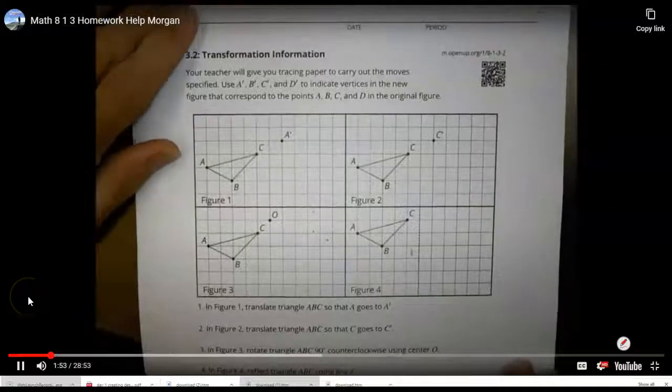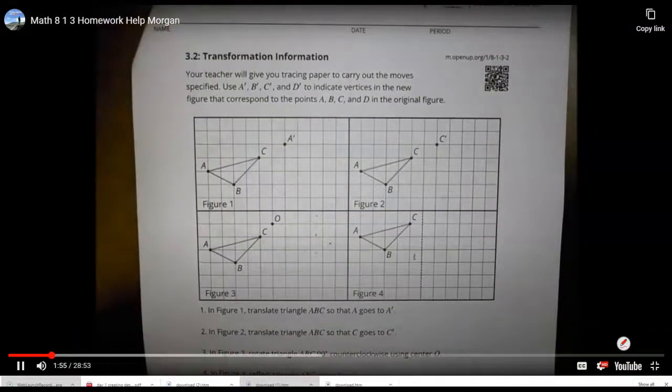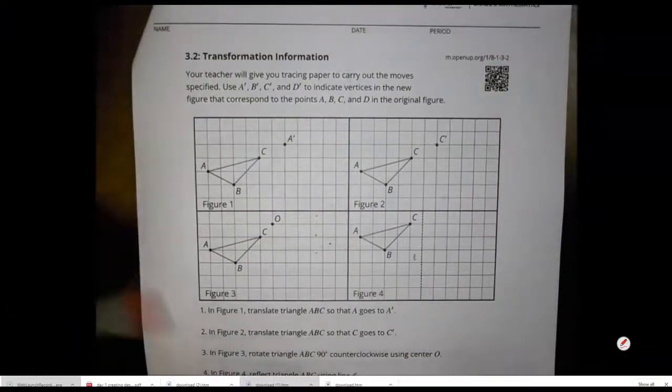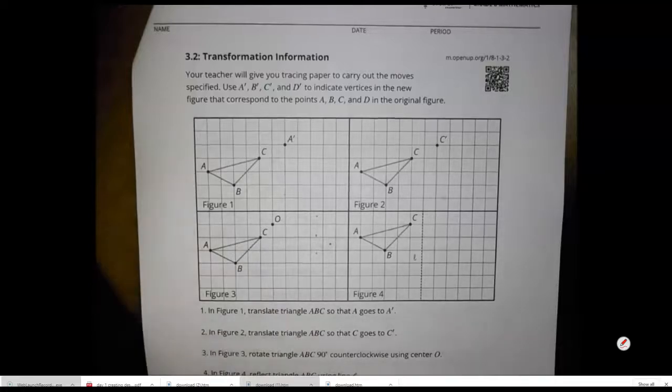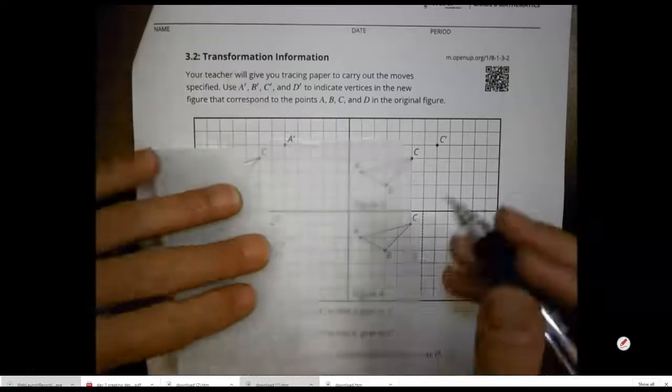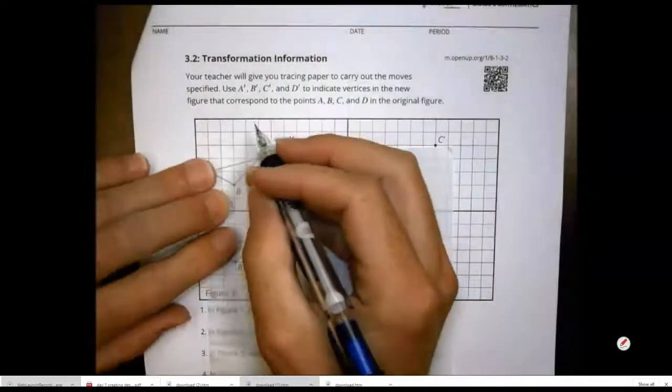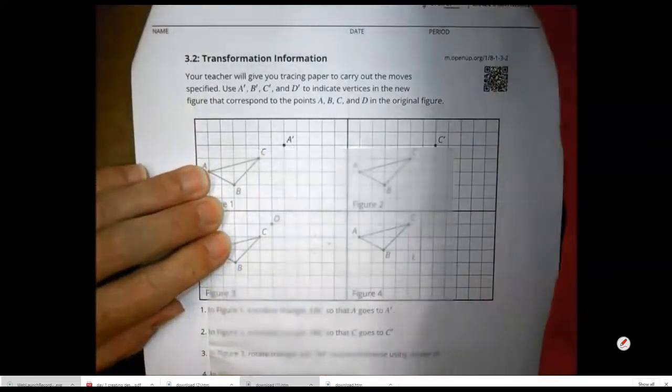Class, there's different ways to approach this. You were given some shapes and asked to do some various exercises with them. You were asked to translate them so they move, and you could have done this with a piece of paper. So we could have used some patty paper first for number one.